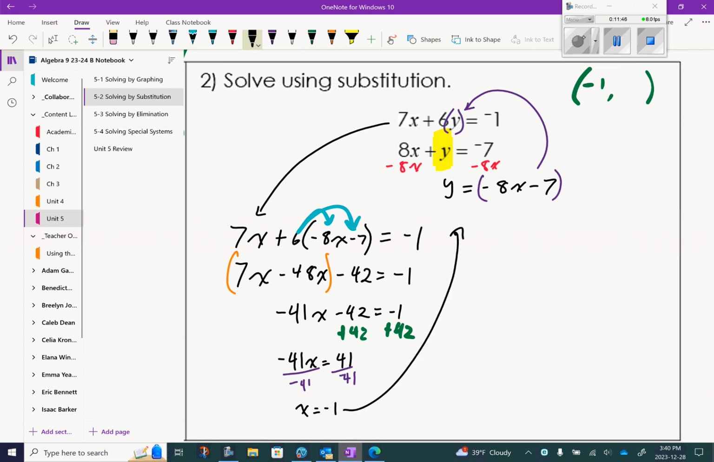Then I'm going to take this, and I have an equation ready to go here to tell me what y equals. I'm saying x is negative 1. So I'm going to substitute that in place of the x right there. So negative 8x becomes negative 8 times negative 1. That's positive 8. 8 minus 7 is 1. So I'm saying that the y coordinate is positive 1.